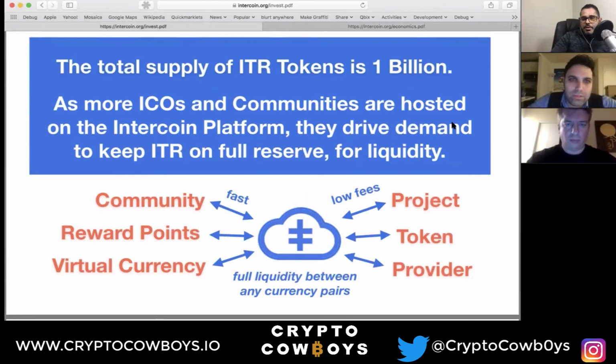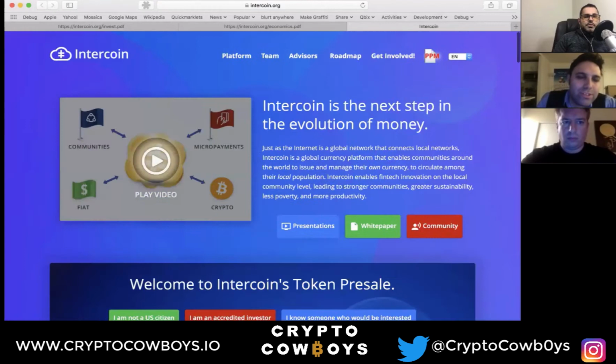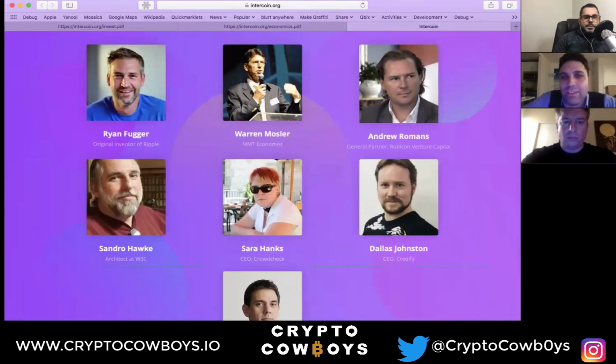Absolutely. Basically we spent the better part of this year finalizing the architecture for all this, talking to other projects, and figuring out who our advisors are. Some of them are, for example, Warren Mosler, who has advised even countries, if you read his book, basically on how to issue their own currency. And we're trying to do this on the city level.